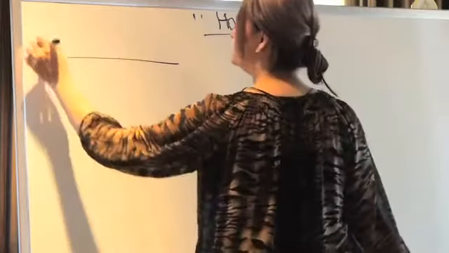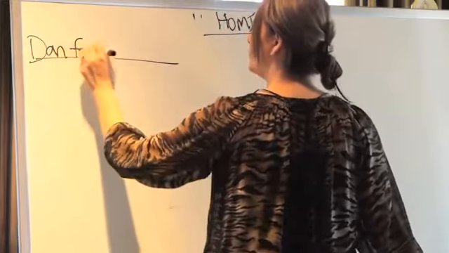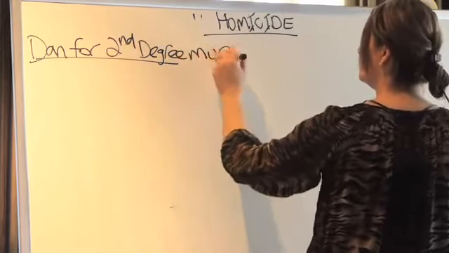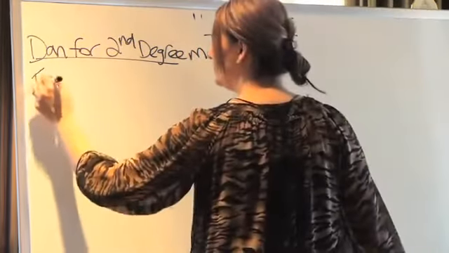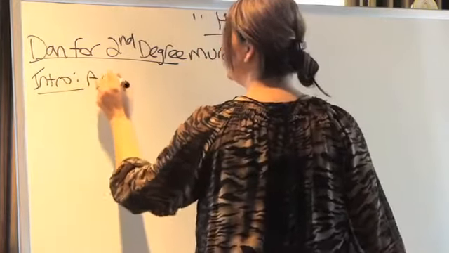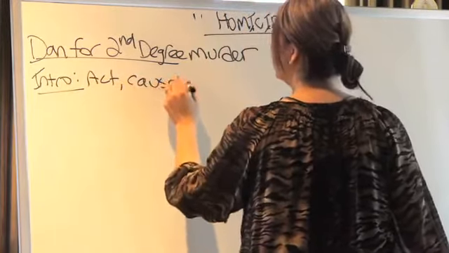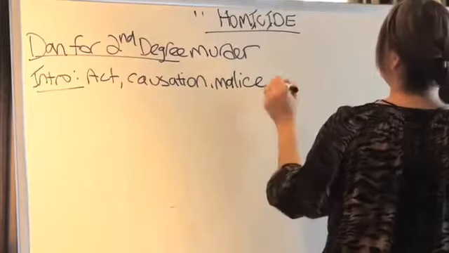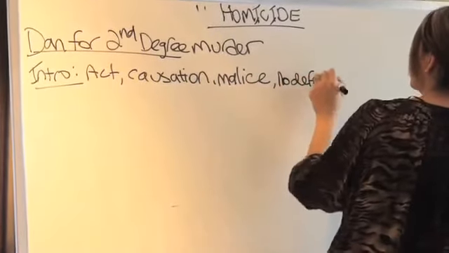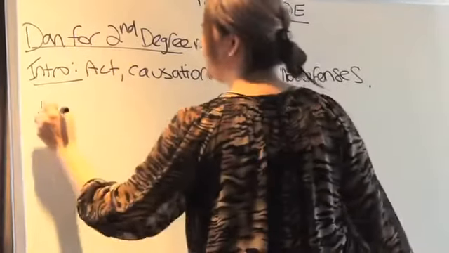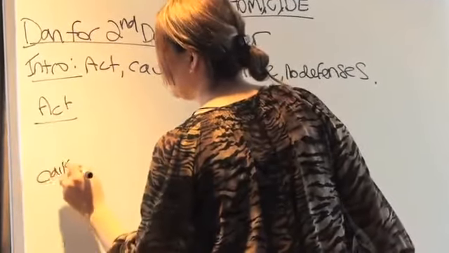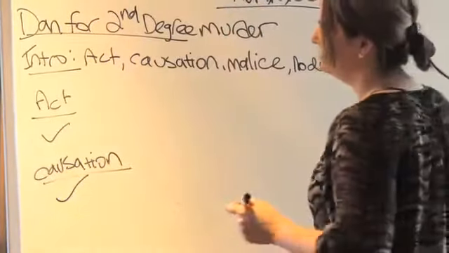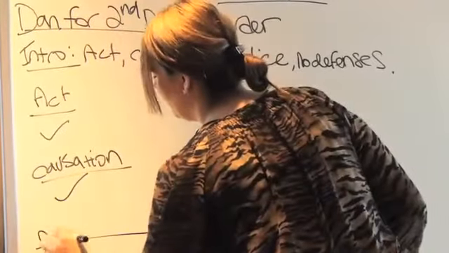Your heading was Dan for second degree or common law murder. You gave an intro for act, causation, malice, and no applicable defenses. You go into act, you go into causation, you make sure that both of these are met. Now, even if they're not, you still go on, which they likely will be. And then you have a heading, malice.